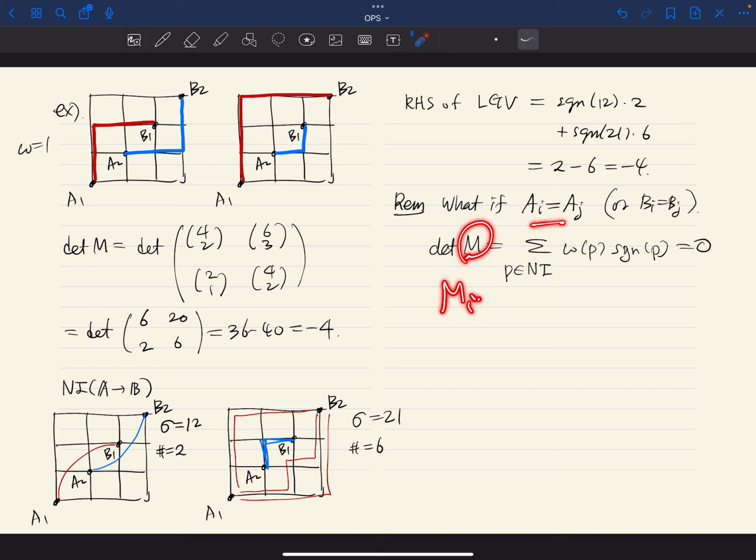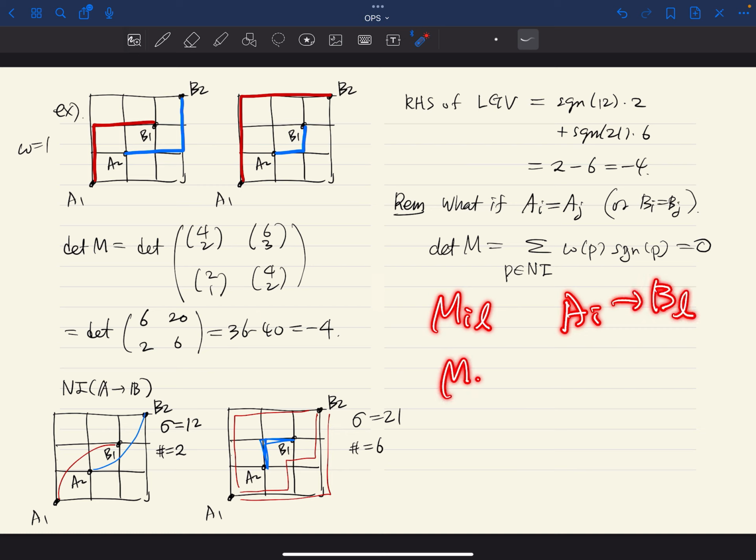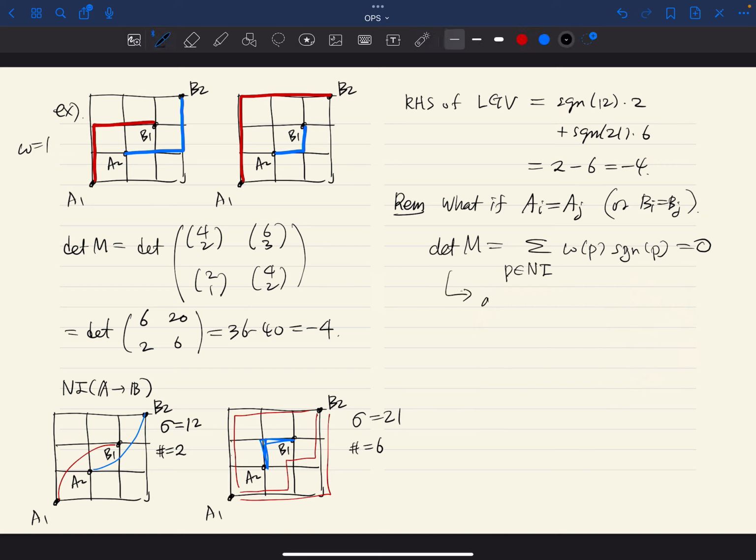In this case, the ith row and jth row must be the same because of the definition. MIL means you want to go from AI to BL. MJL means you want to go from AJ to BL, but they are the same, so we are counting the same thing. We are considering the same path. So it's 0. This is also seen to be 0 since row I equals row J. Similarly, in this case, column I and column J are the same.